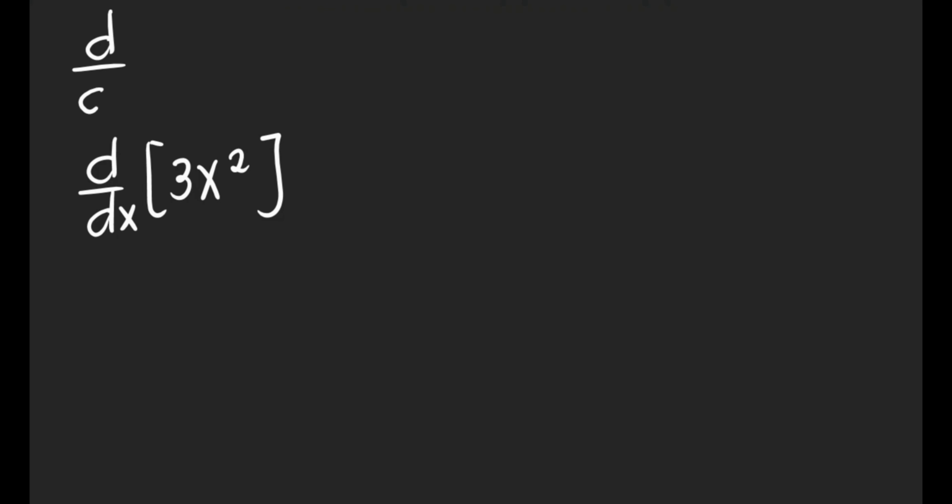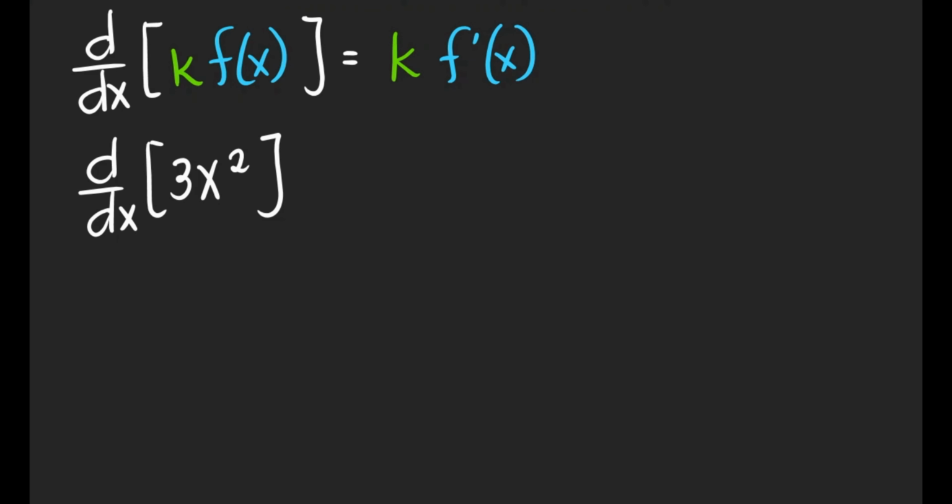Now, how can we derive a function such as 3x squared? We have what we call the constant multiple rule. We can write it as d/dx of k times f of x is equal to k times f prime of x. The derivative of the constant k multiplied by a function is equal to the constant k times the derivative of that function.